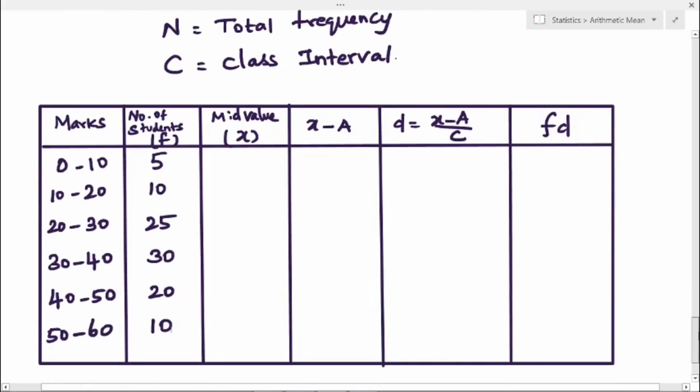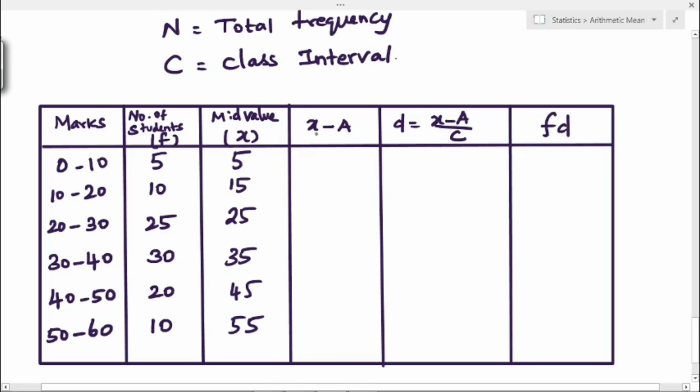So for that we have to first calculate d. So the d formula is x minus a divided by c. So first we have to find x. X is nothing but the mid value. So in the class interval 0 to 10, we add the lower limit and upper limit and divide by 2. So that is 0 plus 10, that is 10, divided by 2. So the mid value is 5. Next, in the second interval, 10 to 20, if you add 10 plus 20 you get 30, divided by 2 you get 15. Similarly, you have to add all the class intervals and divide by 2. So we get 25, 35, 45 and 55.